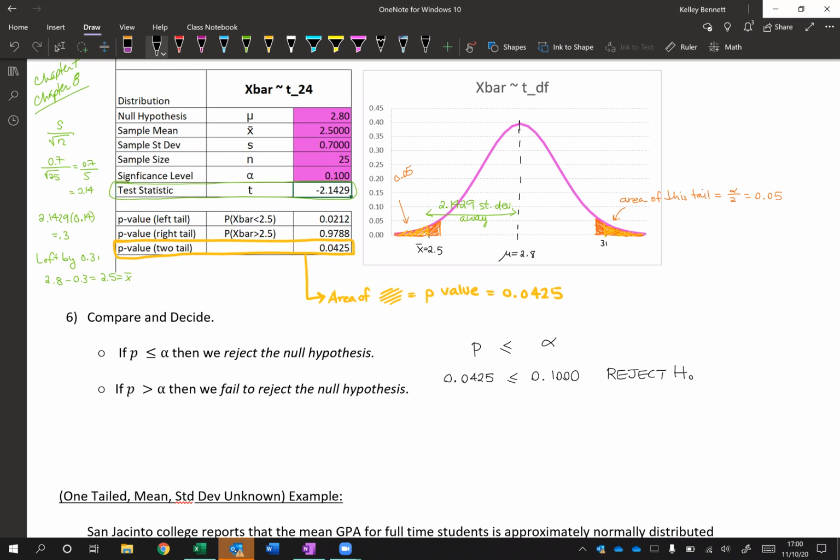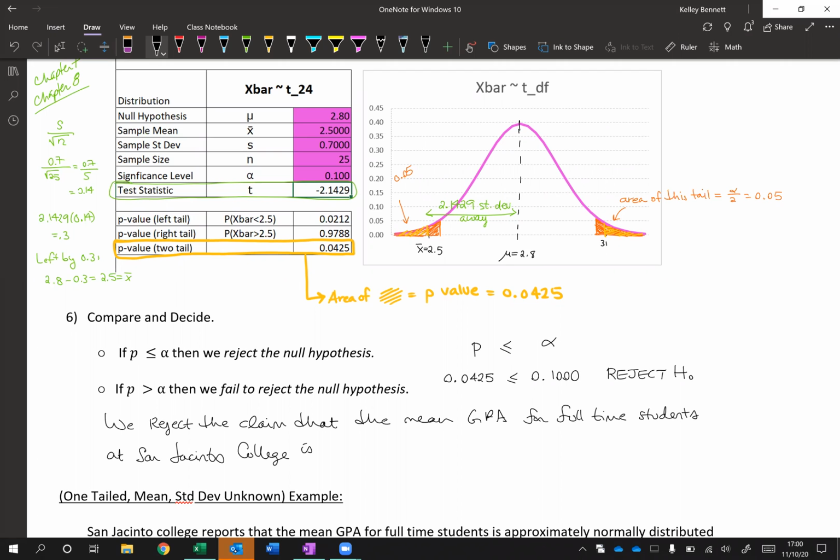So if I were to write this nicely, I would say we reject the claim that the mean GPA for full-time students at San Jacinto College is 2.8.